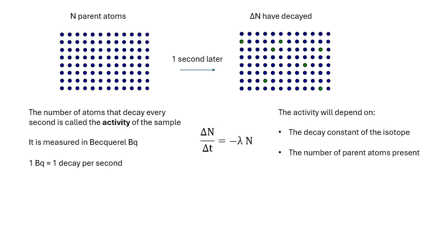So the activity will depend on the decay constant, because the bigger the decay constant, the more probability there is that an atom will decay. And it will depend on the number of parent atoms. It will depend on N. The bigger that N is, the more atoms we have, then the more atoms will decay in the next second. So delta N over delta T equals minus lambda N. Minus because delta N is negative. N is getting smaller.